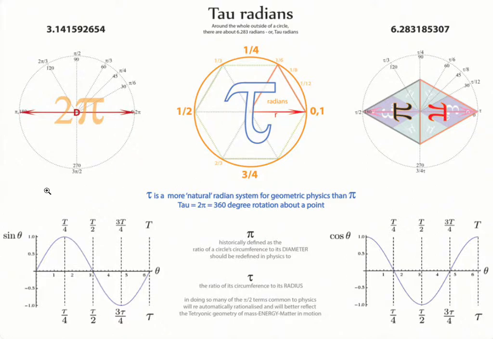Obviously, people that are familiar with using 2 pi for a 360-degree rotation will continue to use 2 pi for this. But in Tetryonics, it becomes a lot easier to look at photons in terms of tau radians and tau rotations. The only real difference is obviously that there's 2 pi to each tau, and obviously instead of 3.14 it becomes 6.28.